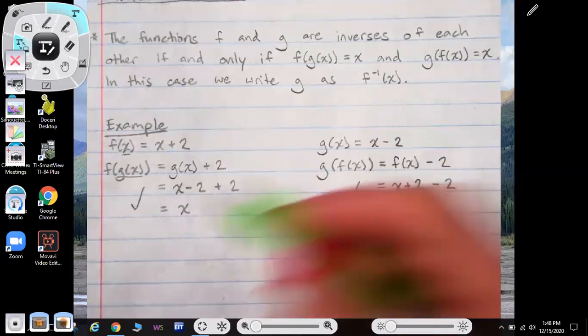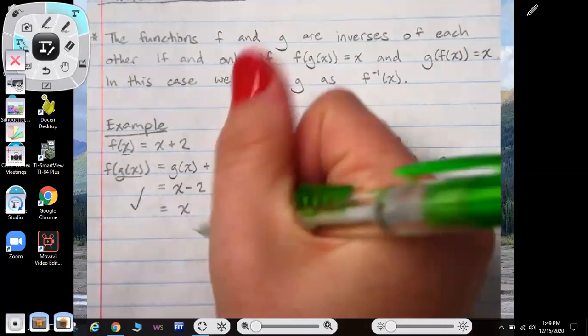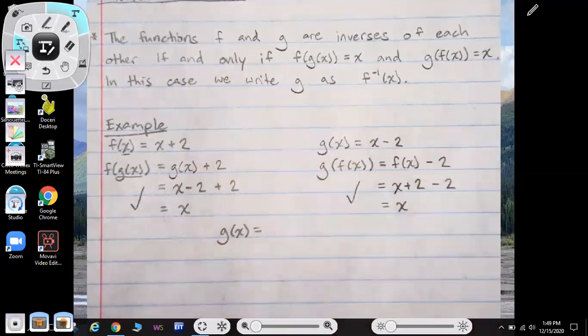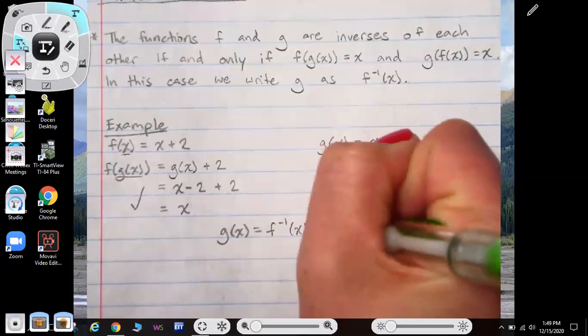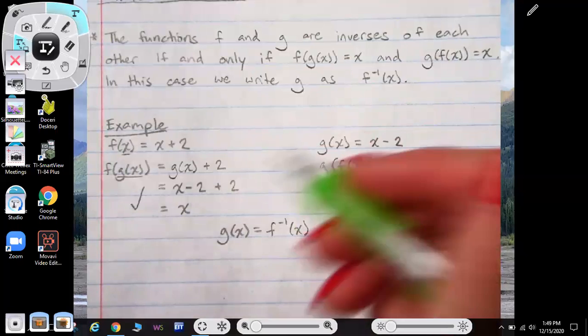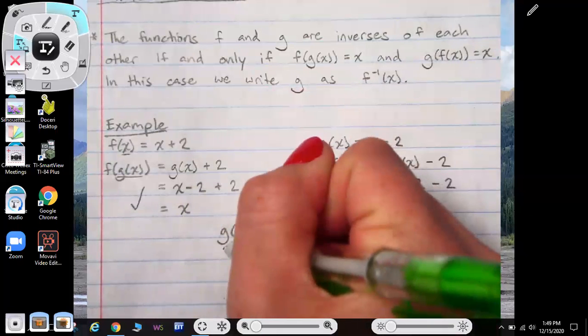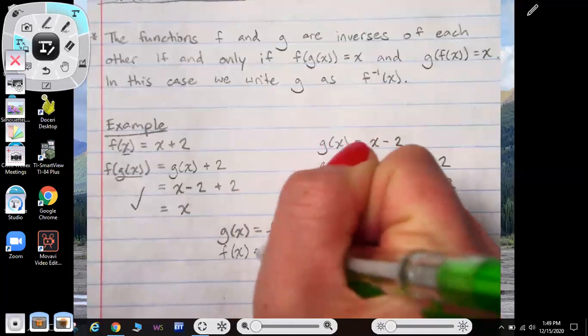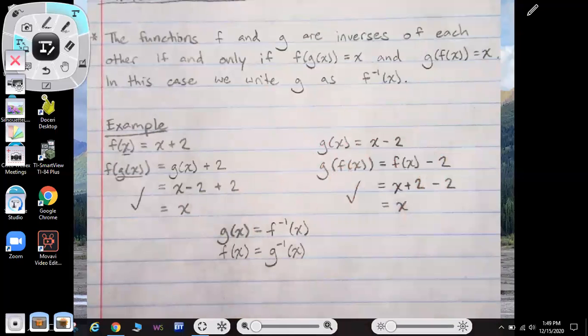So since both of those things are true, we know that f and g are inverses of each other. So we can write g of x as f inverse of x. So all this is saying is that our function g of x is actually just the inverse of f of x. And that goes both ways. Since these functions are inverses of each other, that also means that f of x is just the inverse of g. So f of x is actually just g inverse of x. They're inverses of each other.